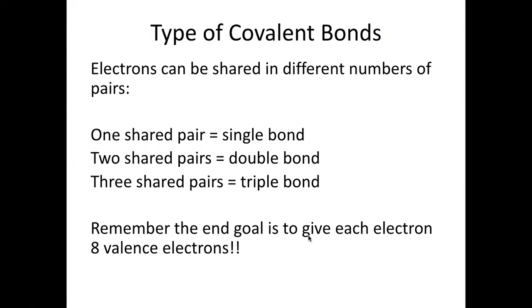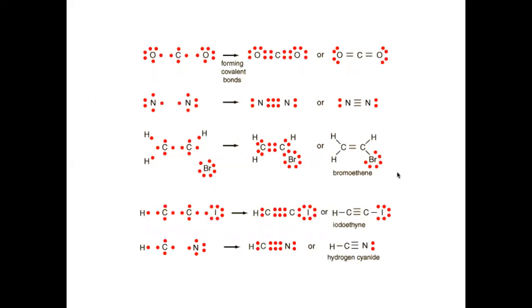And remember, the end goal is to give each atom 8 valence electrons. So here are some examples of different types of covalent bonds. We are going to look at carbon dioxide as an example, where we have our Lewis dot structure for oxygen, which has 6 valence shell electrons. We have our Lewis dot structure for carbon, which has 4, and then we have another oxygen, which has 6.